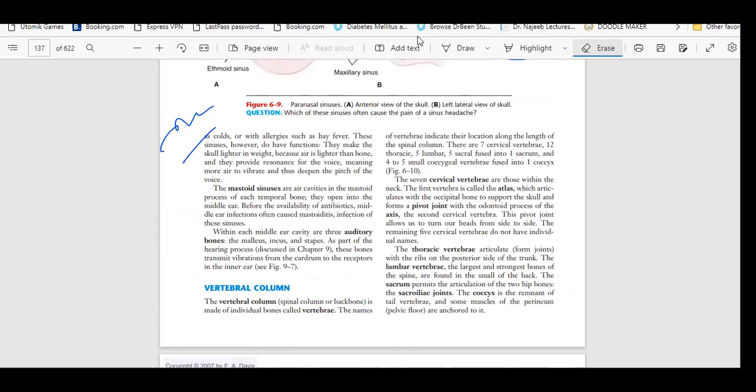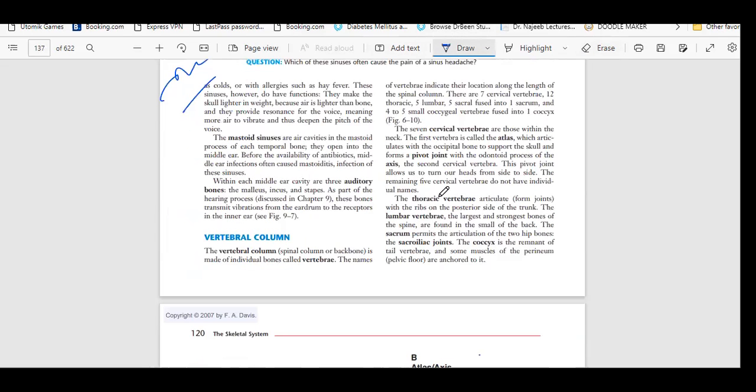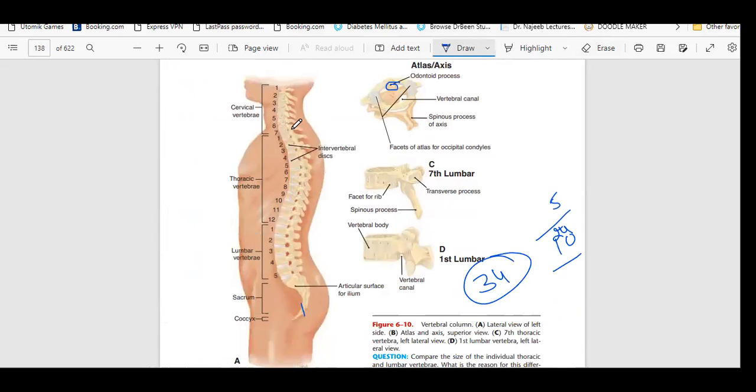So this is all about cervical vertebrae. Next, we will talk about thoracic. Thoracic vertebrae with the ribs on the posterior side of the trunk, then the lumbar vertebrae. So these are the thoracic vertebrae. Basically, the thoracic spine will protect the thoracic spinal cord. It will articulate and connect with the ribs which are coming from the forward region, front region, anterior region.